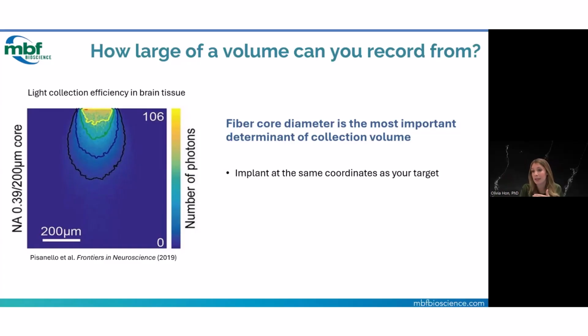So if you're not right in those cells, you're not going to pick up a whole lot. So you always want to implant at the exact coordinates of your target. The other thing that this tells us is that you don't have to worry too much about your sensor expression bleeding into other regions of interest. Even if your GCaMP overruns into other structures, it's going to be far enough away from your fiber that you're not going to pick it up. So don't worry too much about making sure that your expression stays exactly just within your structure of interest.